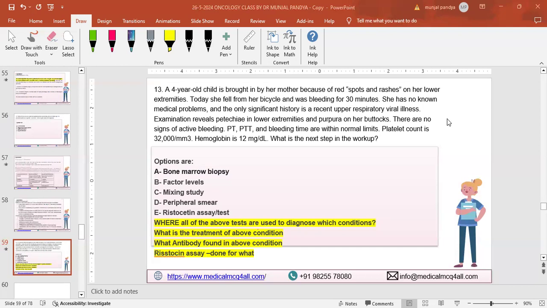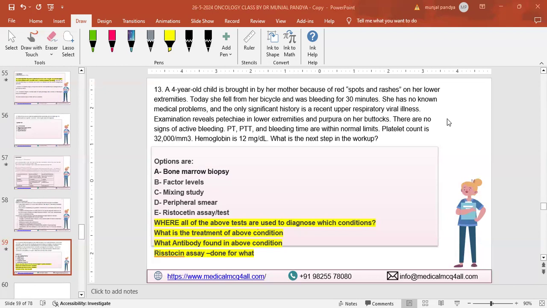So when you suspect a case as ITP, what test will you do first from A, B, C, D, E? Bone marrow, factor level, mixing study, peripheral smear, or ristocetin assay for ITP?